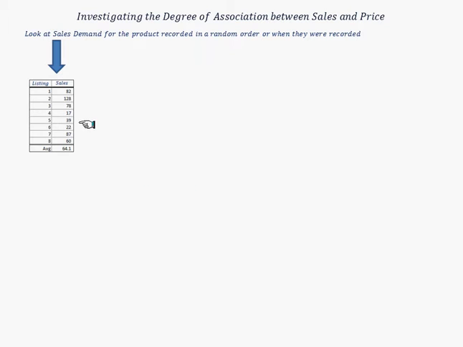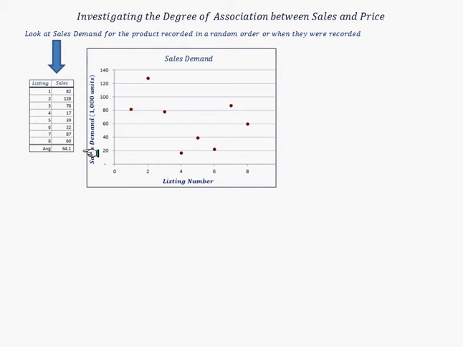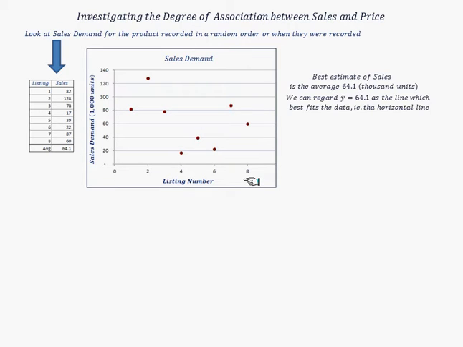Now, if we assume that there's no other information given, all you have is these 8 sales figures, and you plot these in random order, you can see that they tend to jump around. The best estimate of sales demand is the average here, 64.1 thousands of units. We can regard this as the best fit line for this set of data.